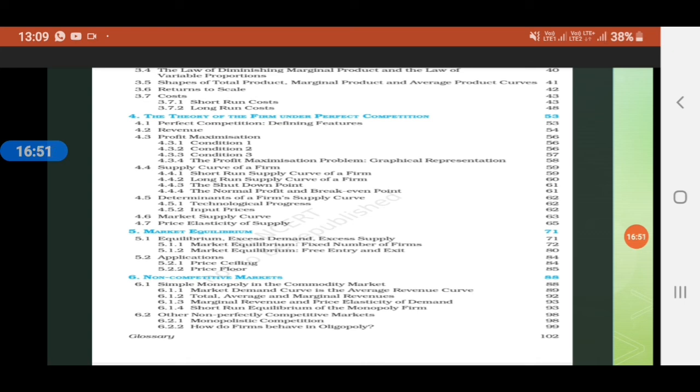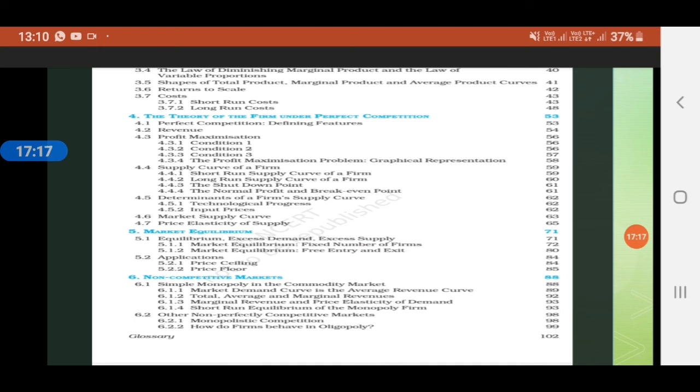Applications, price ceiling and price floor. I hope you have heard terms like minimum support price. So about those we learn in this price floor concept. Later we will see in depth what is price ceiling and price floor. So this much concepts they have kept in this market equilibrium chapter.